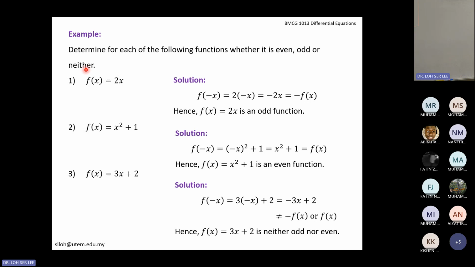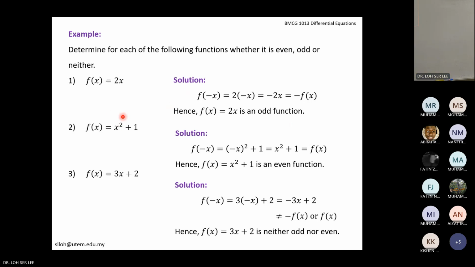We look at this example. fx equals 2x. We want to check whether this function is odd or even. So we replace the x with negative x. We change this x into negative x, so that means this x must be negative x as well. Then you simplify, you get negative 2x. So this negative 2x is actually negative fx, because your fx is 2x. This 2x is your fx, and you have negative fx. When you get negative fx, that means the function is odd.